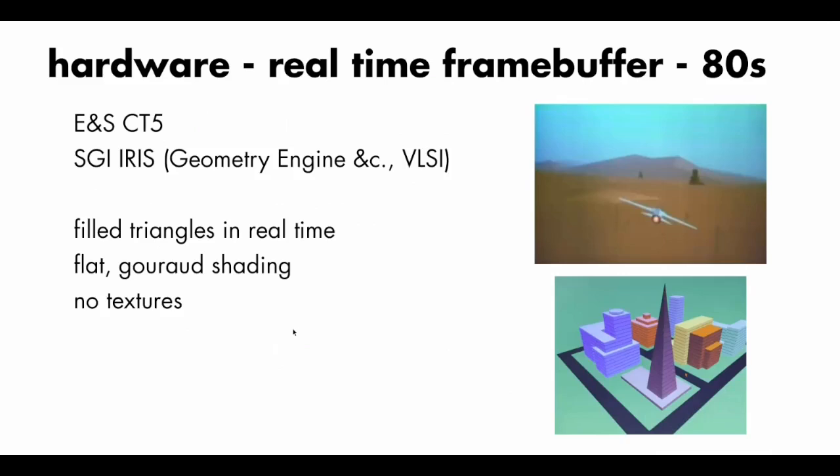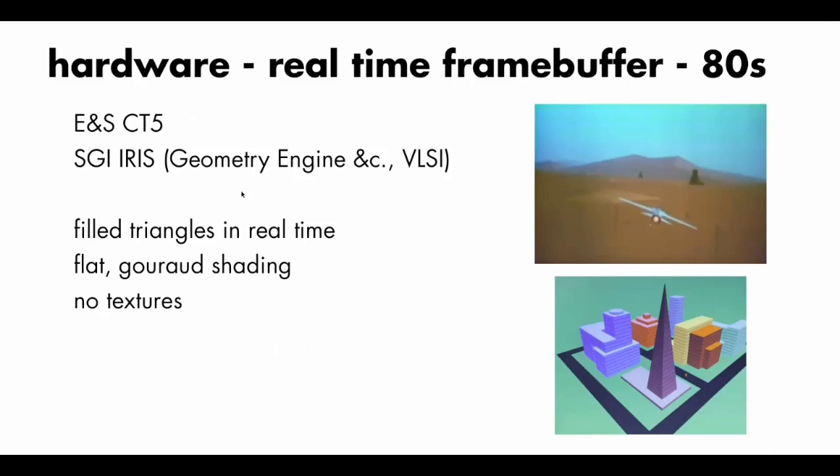So in the 80s, we start to see some real-time frame buffer graphics. The Evans and Sutherland CT5 machine was a huge thing and really, really expensive and big. And I think it was the late 70s. And this thing on the right is a screenshot of some flight simulator that they wrote. So quite amazing.